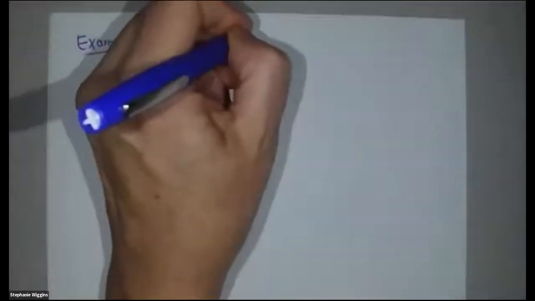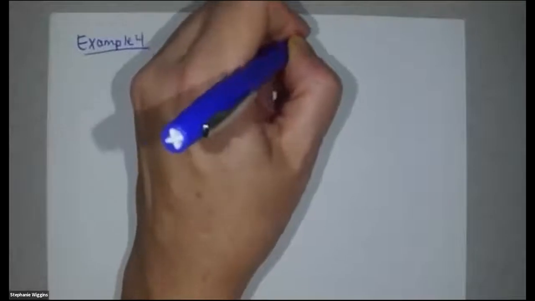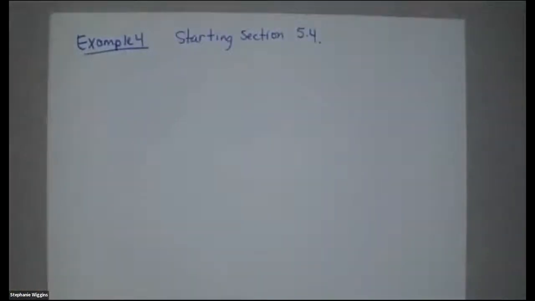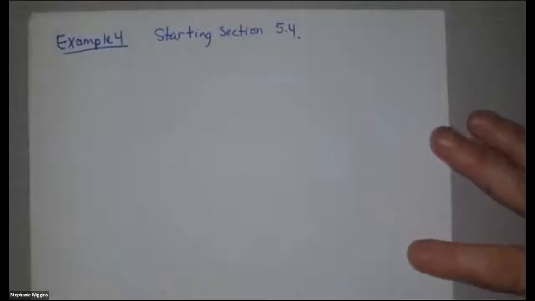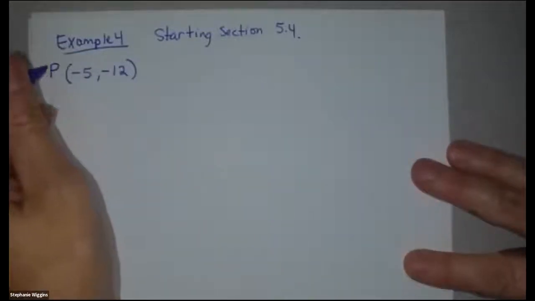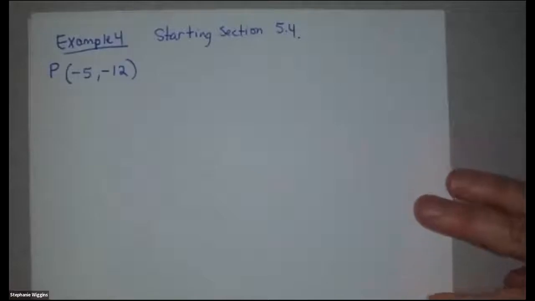I guess this means that we're at example. Actually, we're starting section 5.4 now. Okay, and we've got a point, -5, -12. And we'll just call it P, lies on the terminal side of theta.